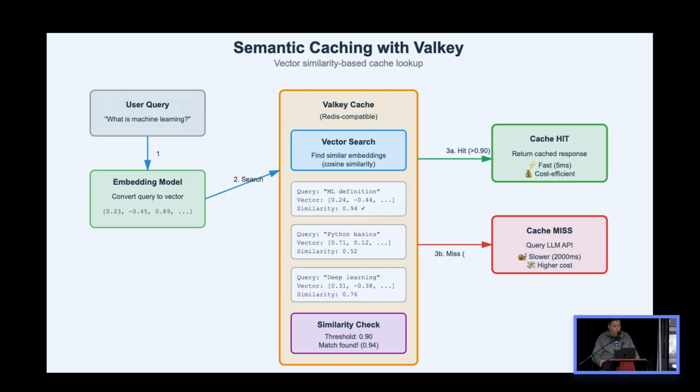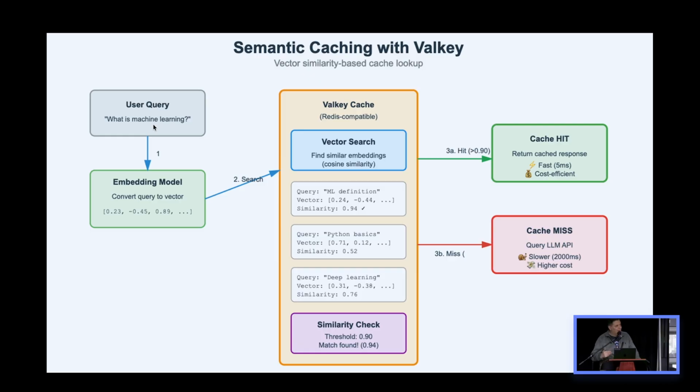So let's try to put it all together. Let's say we have a Valkey with the vector search module, with valkey-search. And we have 3 documents indexed there. One is called ML definition, and there's a vector. Another is Python basics with its own vector, and deep learning with its own vector. And we're running a query called "what is machine learning?"